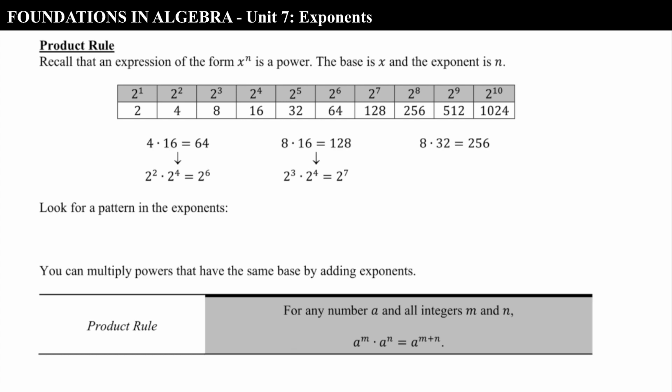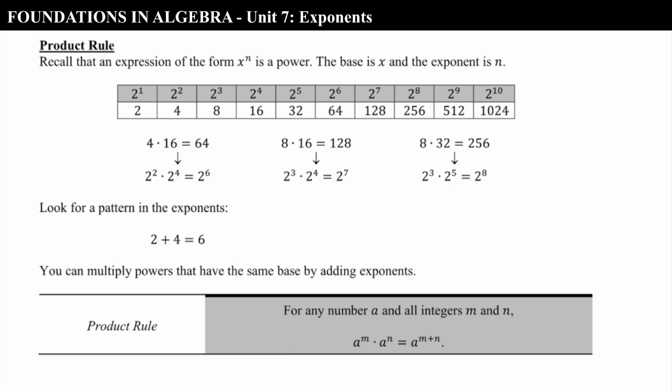Now let's look at the last one. Again, 8 is 2 to the 3rd. 32 is 2 to the 5th. And 256 is 2 to the 8th. Now that all the bases are the same, they're all base 2, let's look at the powers. What kind of pattern do we see? Well, if we look at the powers in the first one, we have a 2, a 4, and a 6. So we can say 2 plus 4 equals 6. We know that pattern exists.